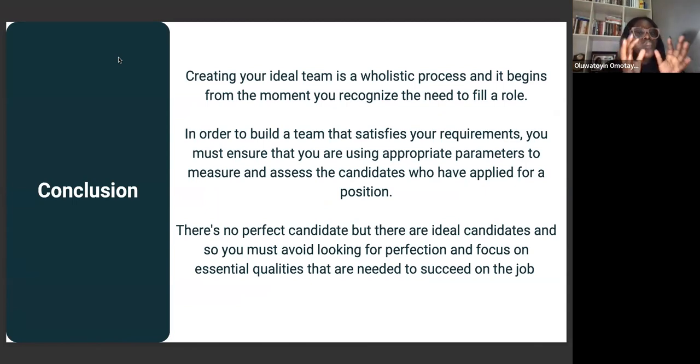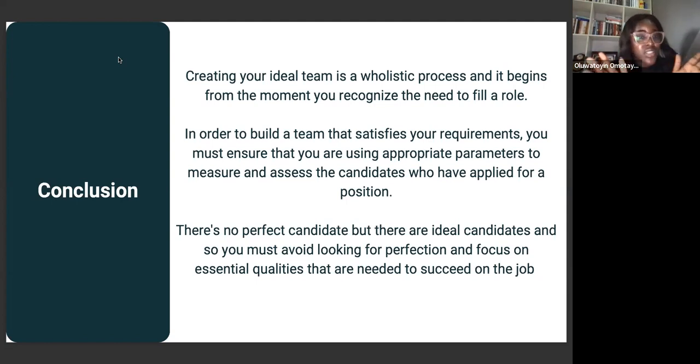And so in order to build a team that satisfies your requirements, you must ensure that you are using appropriate parameters. You are recruiting for a volunteers coordinator. You are looking out for their leadership abilities, their team spirit. You might not necessarily be looking out for their financial abilities, because remember what they are coming to do. So you must use appropriate parameters to determine and to assess the candidates.